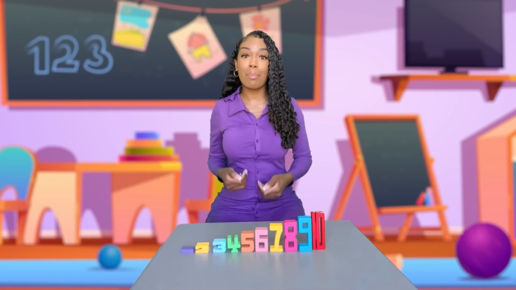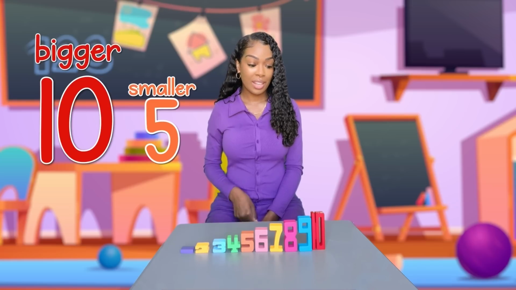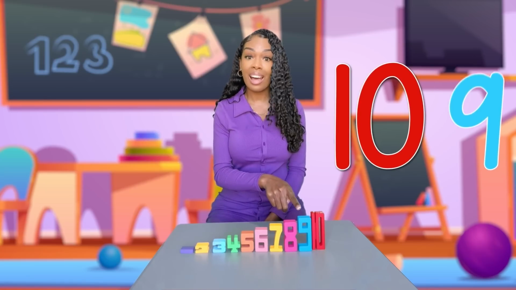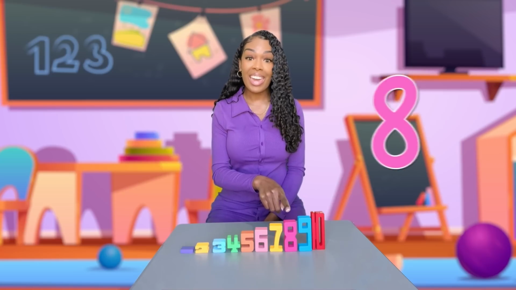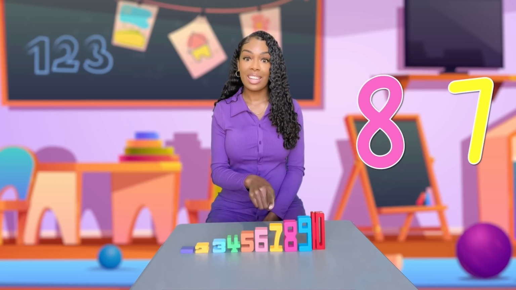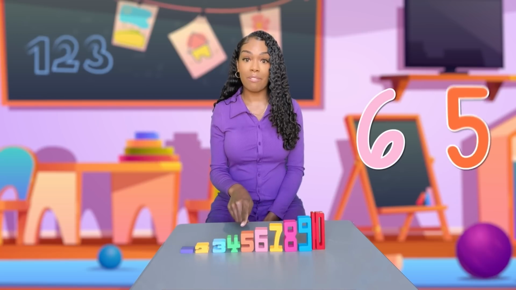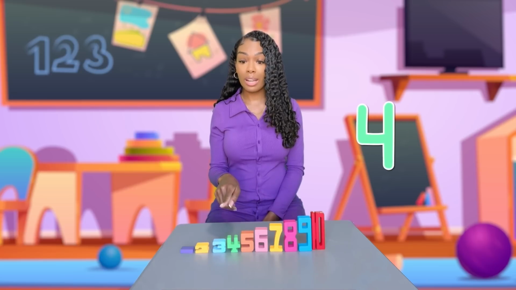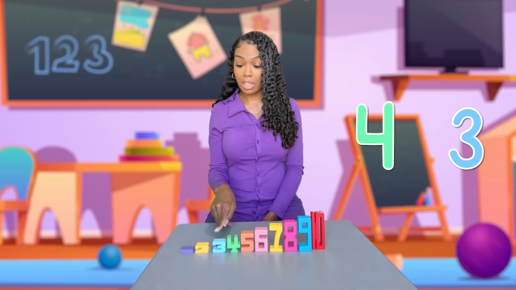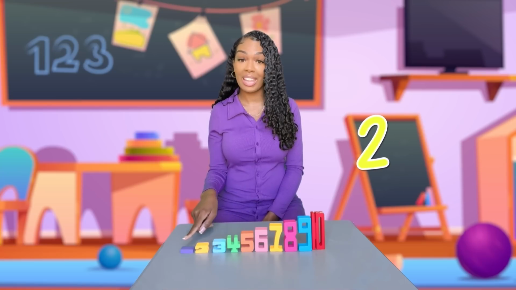Do you notice something about the size of these numbers? Some of them are bigger and some of them are smaller. The 10 is bigger than the 9. The 9 is bigger than the 8. The 8 is bigger than the 7. The 7 is bigger than the 6. The 6 is bigger than the 5. The 5 is bigger than the 4. The 4 is bigger than the 3. The 3 is bigger than the 2. And the 2 is bigger than the 1.